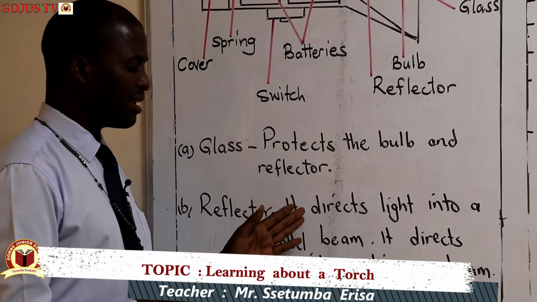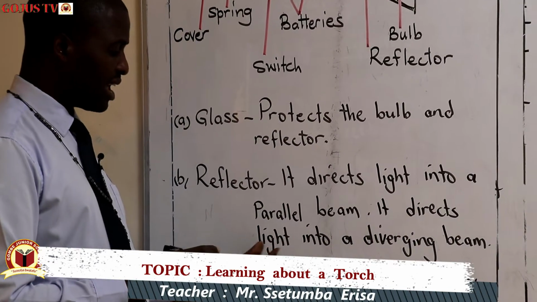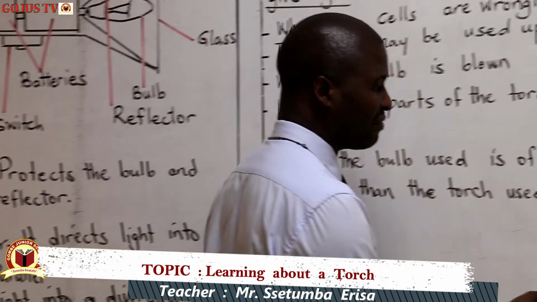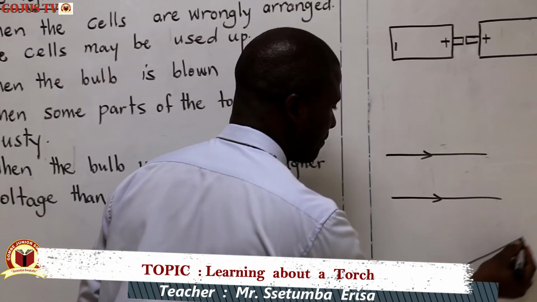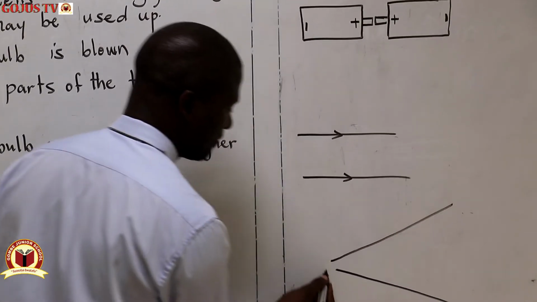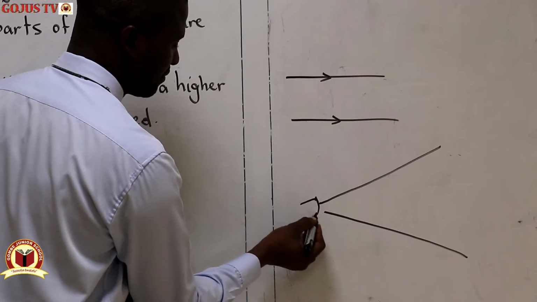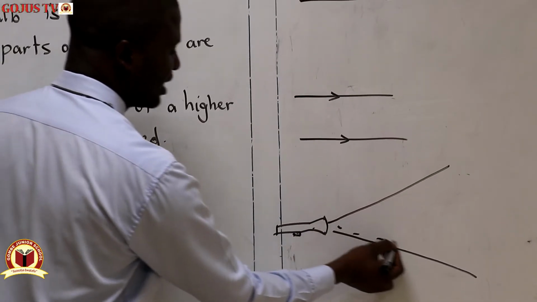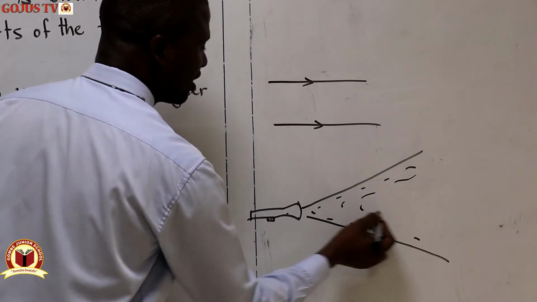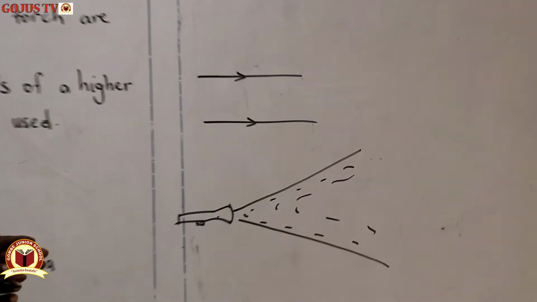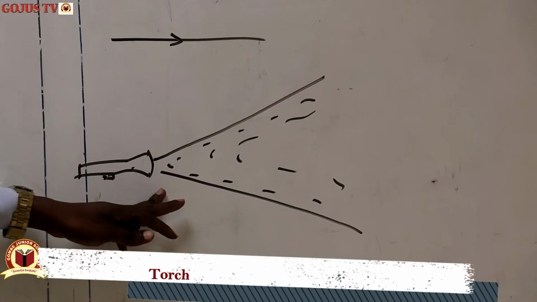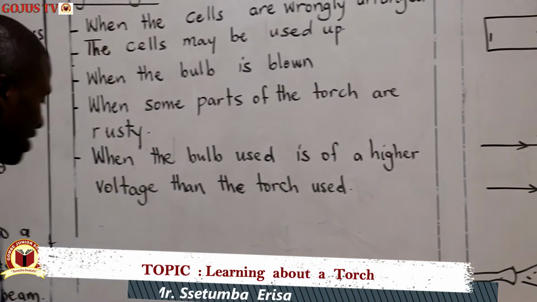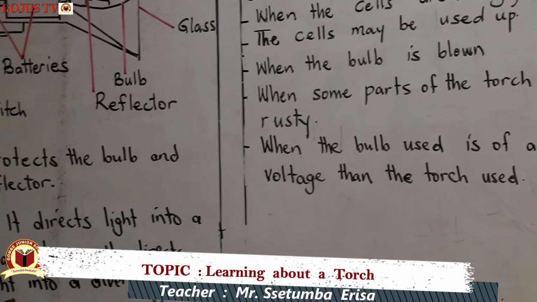Now, the reflector at the same time directs light into a diverging beam. There are some torches that give light in this form. So this is our torch, and it is giving light in a diverging beam. It goes opening, it goes wide. So even some car lights do that. When they put on, you see a wide range, a wide area. So that is the importance of a reflector.